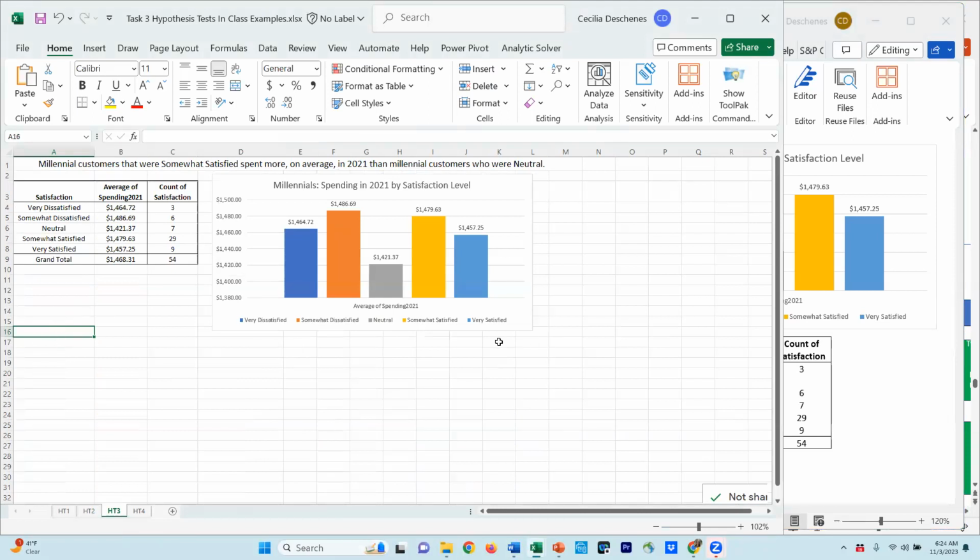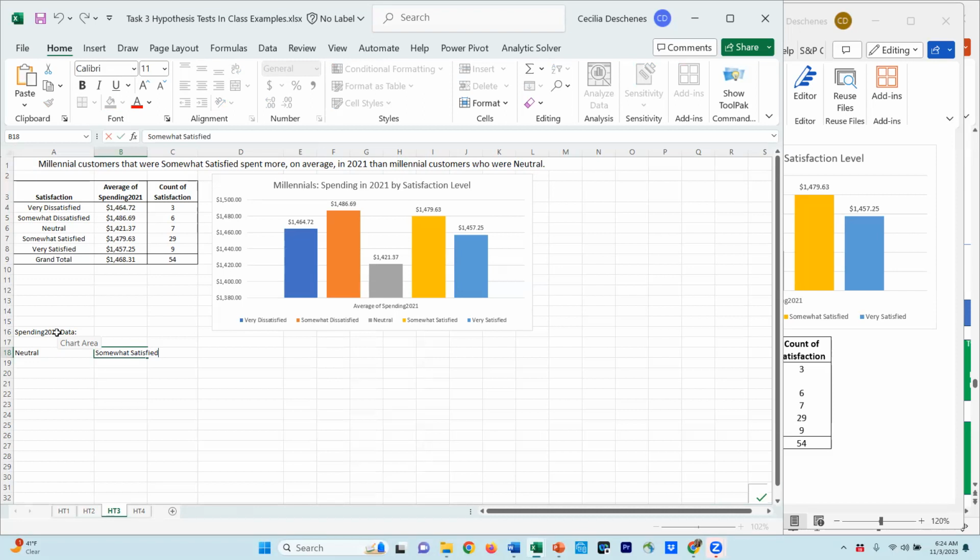So I'm going to create that data. Just need a good space for it. I guess I'll put it right here. And I'm going to say spending 2021 values or data or whatever. And we're going to say population 1 was neutral and population 2 was somewhat satisfied.